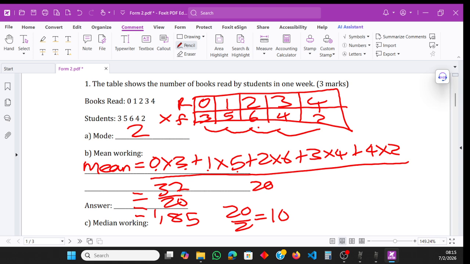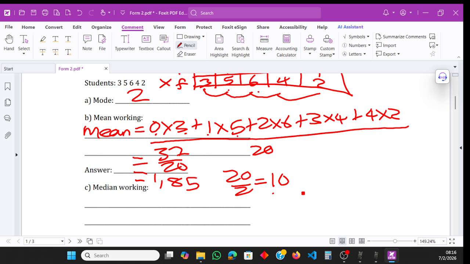So how do we find that? We're going to look at the frequency to say 3 plus 5, because we are locating the position where we'll find the median. So 3 plus 5, it gives us 8, plus 6, it gives us 14. So it means the median is somewhere around 2 there, because we're interested in 10 and 11. So positions 10 and 11 are found where we have a 2. So the median is going to be 2 plus 2 over 2. So we simply write a 2.